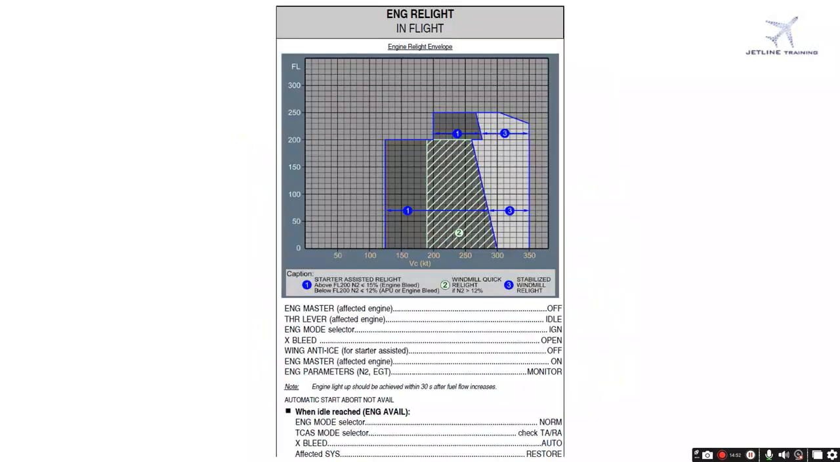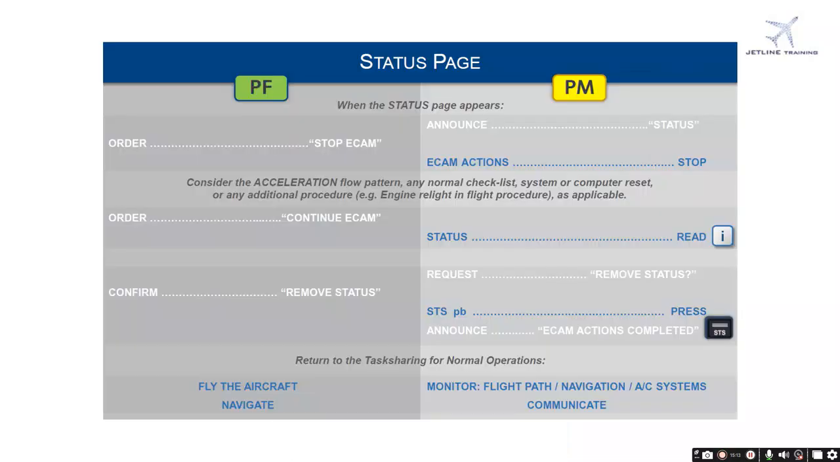Or if you have engine failure, no damage, now is the time to relight the engine. So at status, you will relight the engine. So the pilot flying will order engine relight in flight procedure. Pilot monitoring opens the procedure and performs the procedure from the QRH. If the reset or relight was successful, then the status will disappear, so ECAM actions are completed.